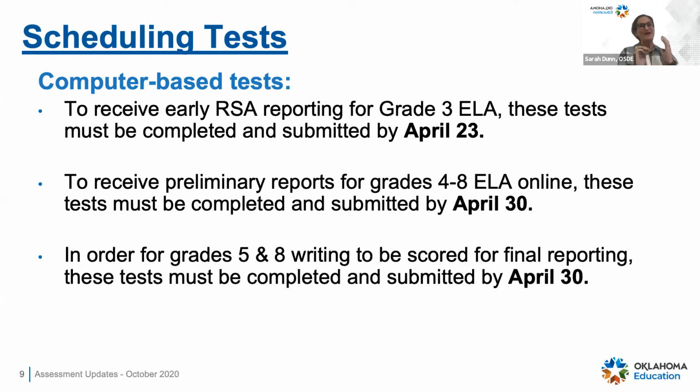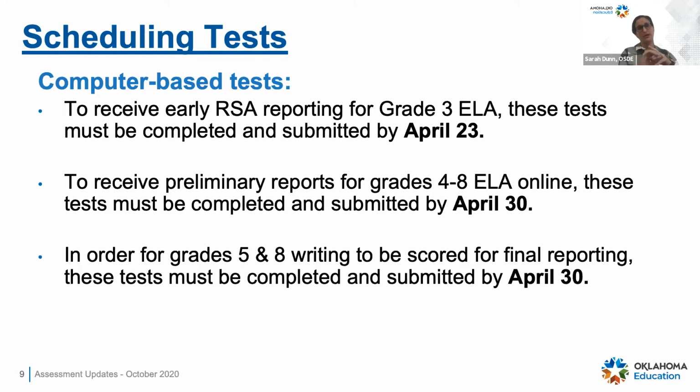So this information about scheduling tests can be found on the key dates document posted to the Oklahoma Help and Support site that is run by Cognia, our testing vendor. I've linked to it, and then also in the document I put in the chat, there's a link to the help and support site. So some important dates I wanted to call out would be to receive early RSA reporting.